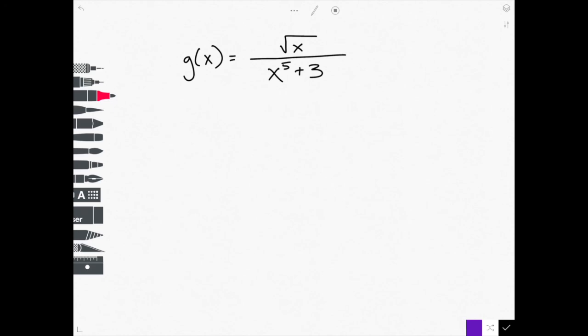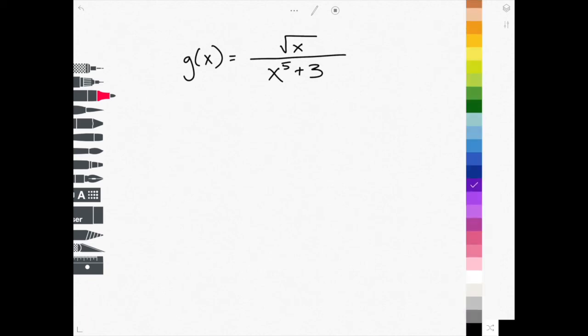Okay, Q, you asked about how to do this problem. Let's just go ahead and do it from scratch. So we're going to use the quotient rule.